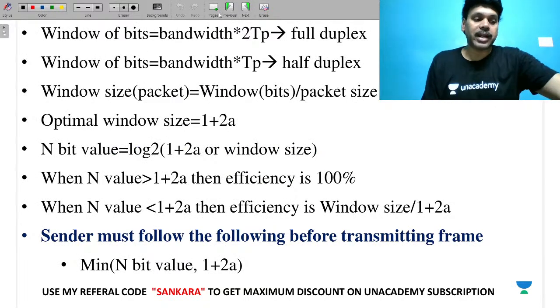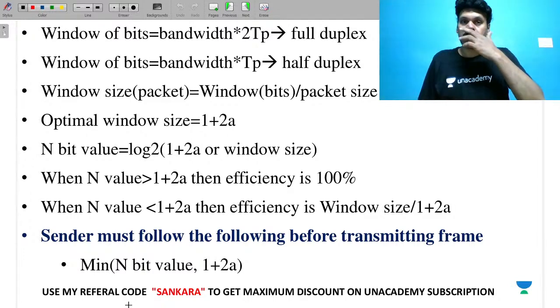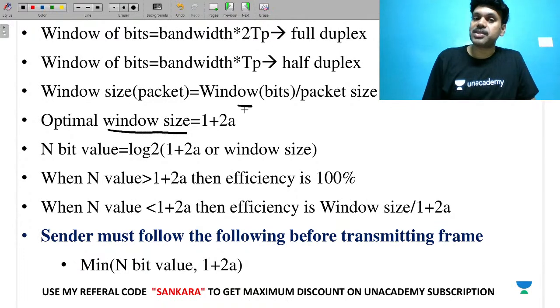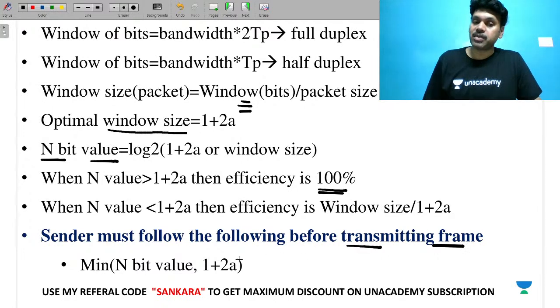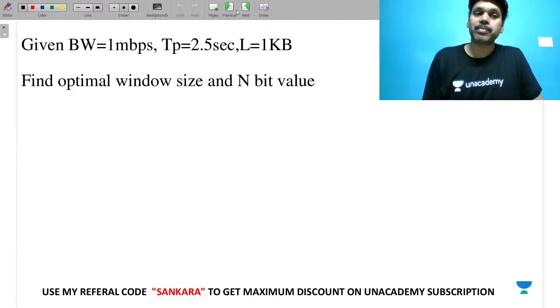Let us say sliding window protocol. These are the equations I am going to use. How to calculate window of bits, how to calculate window size, how to calculate optimal window size (this and this are the same), and how to calculate the n bit value. Are you getting 100% efficiency or not? And what can the sender send? What is the equation for sending your data? So these are the things we are going to discuss. Take a screenshot of this because we are going to use these equations while solving the problems.